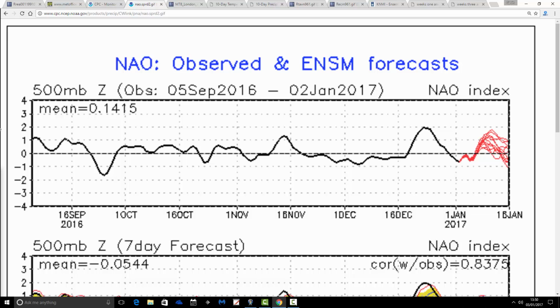Same idea from the North Atlantic Oscillation. This is again an index that's reflecting the state of the atmosphere, this time in the North Atlantic as opposed to the North Pole. Again, we're around neutral now, maybe on the slightly negative side of neutral. Through the second week of January, we go into positive territory, and then the trend is probably to move back towards neutral, or maybe slightly negative with the North Atlantic Oscillation by the middle part of the month.